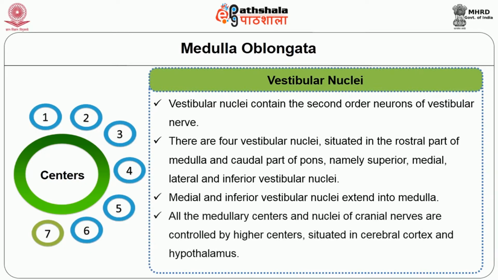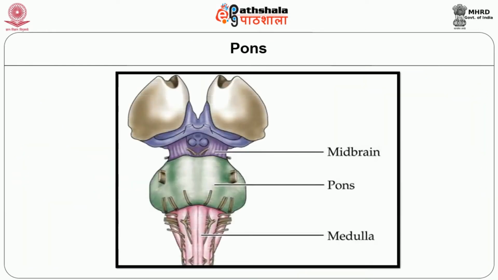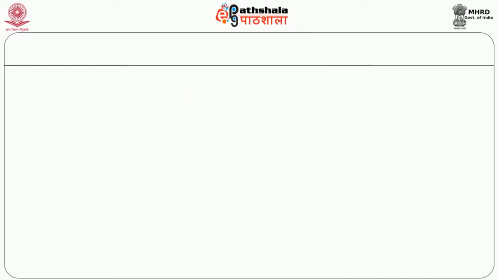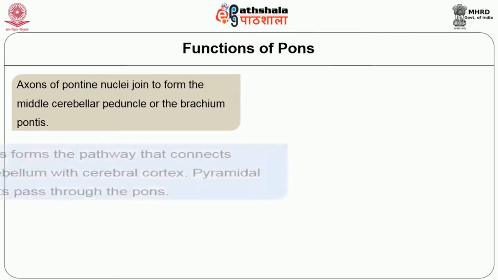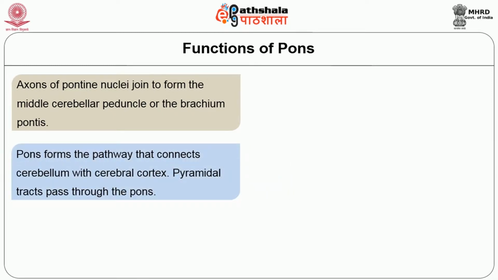All the medullary centers and nuclei of cranial nerves are controlled by higher centers situated in the cerebral cortex and hypothalamus. Now we are moving on to the pons. The pons forms the bridge between the medulla and midbrain. The functions of the pons are: the axons of pontine nuclei join to form the middle cerebellar peduncle or the brachium pontis. The pons forms the pathway that connects the cerebellum with the cerebral cortex.